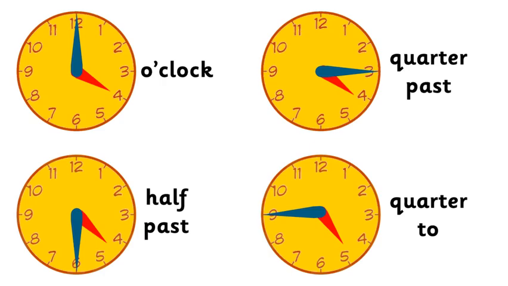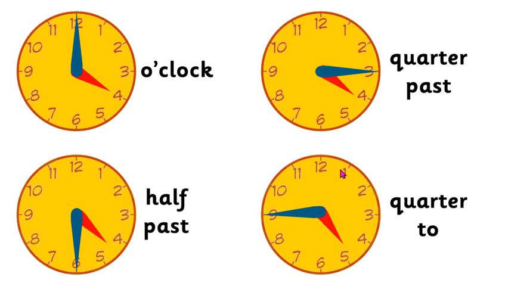So these are the ones that we've looked at so far. O'clock, where the red hour hand is pointing straight at the number 4, straight at the hour, and the minute hand hasn't moved at all. When the minute hand has moved around a quarter, and the hour hand has gone a little bit past the number, quarter past. Half past, the minute hand has moved halfway around, and the hour hand is halfway between 4 and 5. And then this one here, this is the tricky one for today. It's nearly at 5 o'clock, but it's not there yet. It's just before 5. It's going to 5.